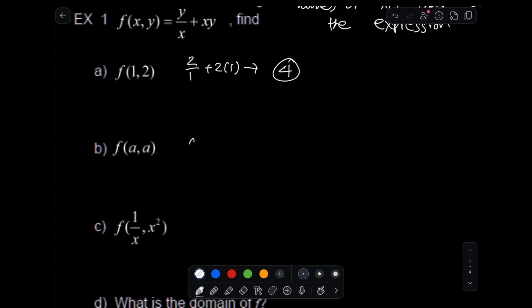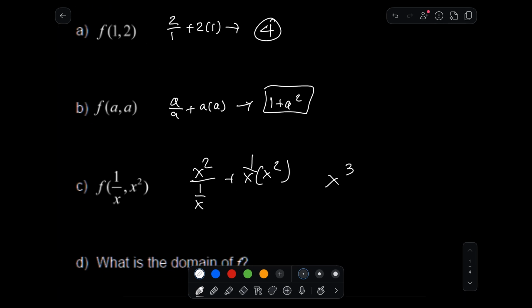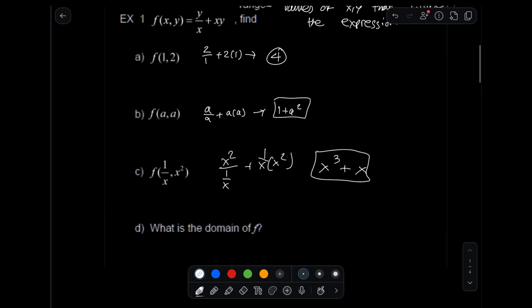For f of a, just plug in a everywhere. So we get 1 plus a squared. And then for f of 1 over x, x squared, let's just do x squared over 1 over x plus x, 1 over x times x squared. This becomes x cubed plus x. That's our final answer. And then part D is asking us what is the domain of f.